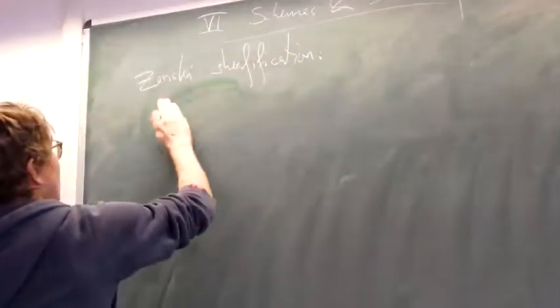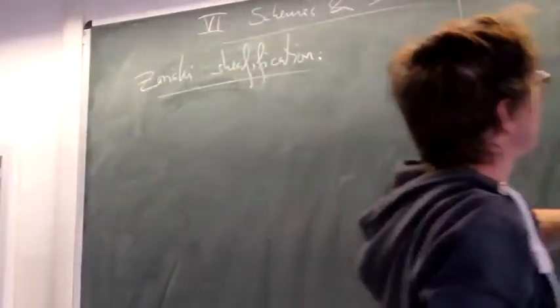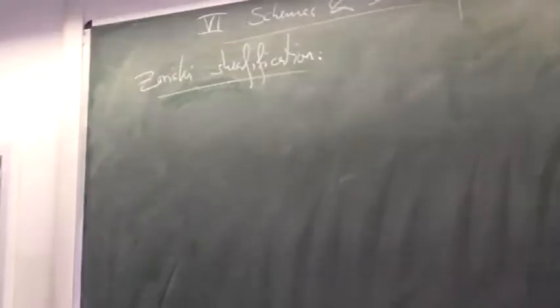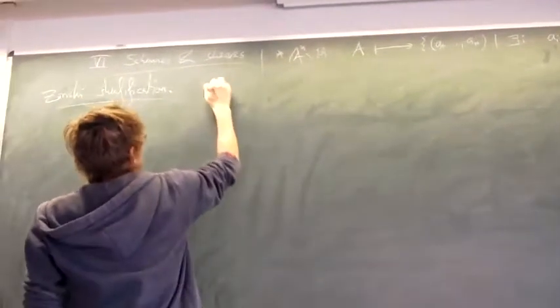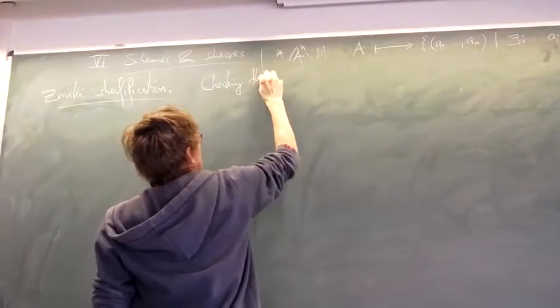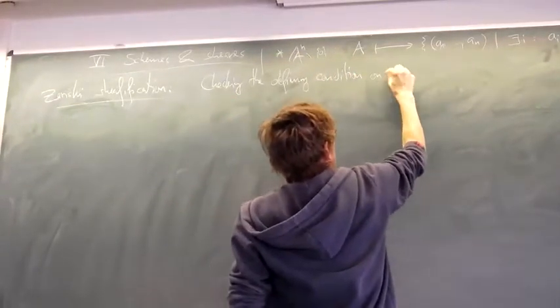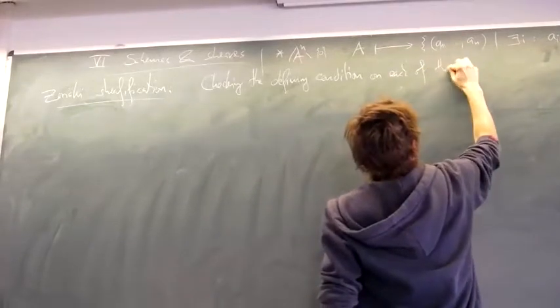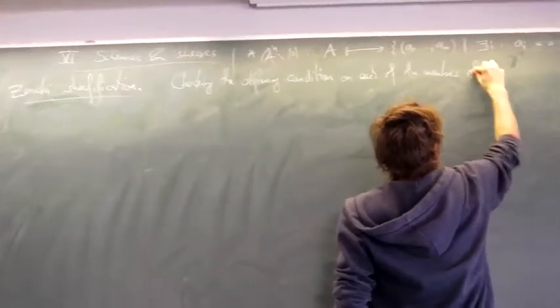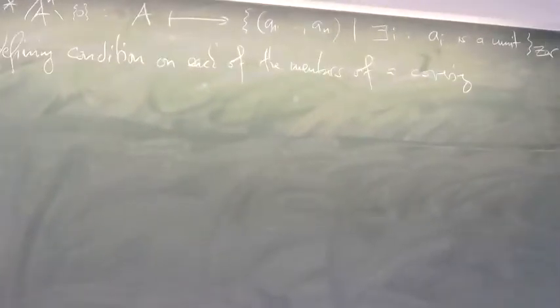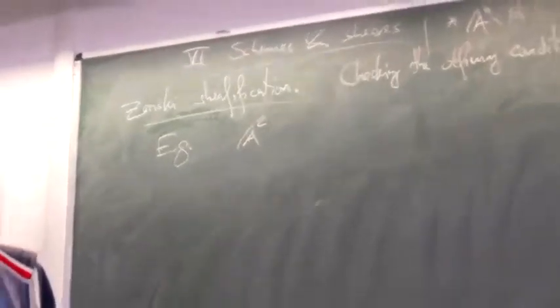So what does that mean? I change the functor that I've defined here in such a way that I can check the condition for a tuple to be in here on each of the members of the covering. And that means the following. That's an example. What does covering even mean here? Exactly.